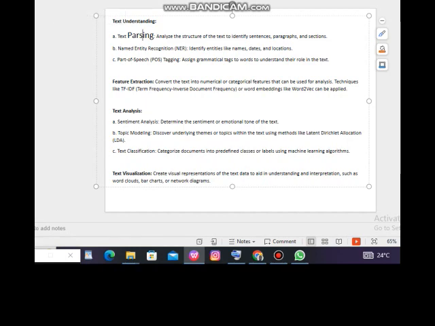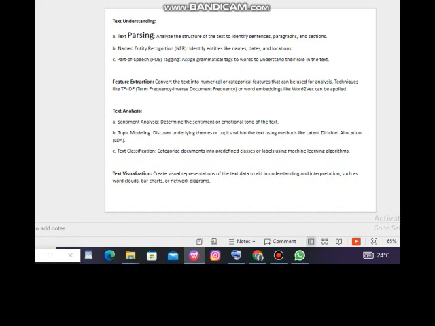Text understanding. Text understanding involves text parsing. You have to analyze the structure of the text to identify sentences, paragraphs, and sections. Named entity recognition. Identify entities like the names, the dates, and the locations.